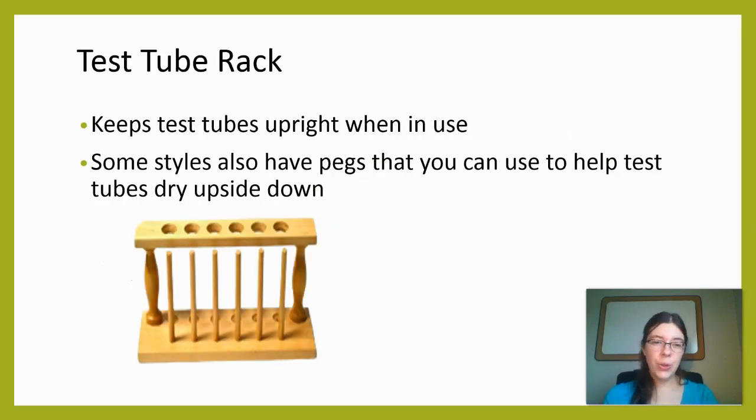So next we have a test tube rack. Test tube racks help to keep test tubes upright when we are using them. This prevents the liquid or whatever's inside the test tube from just sloshing out. Some styles of test tube racks, like the one I have pictured here, also have pegs. This lets you put the test tube upside down on them so they can dry during reactions or between reactions.